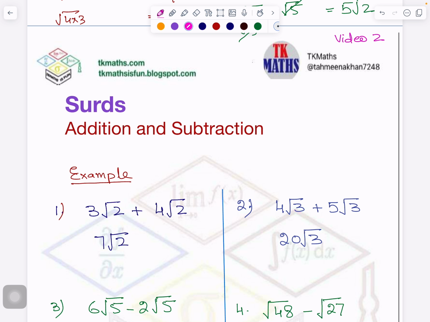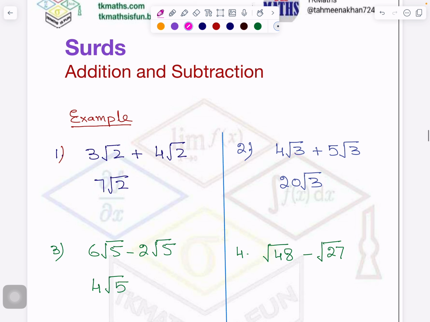This is video number 2 on Surds, and we will understand addition and subtraction on Surds. In the previous video, we have seen multiplication and division and what Surds are. So now let's see here. And by the way, the link of all the 4 videos on Surds will be in the description below. So if you see here, I have taken a few examples and let me explain it to you.